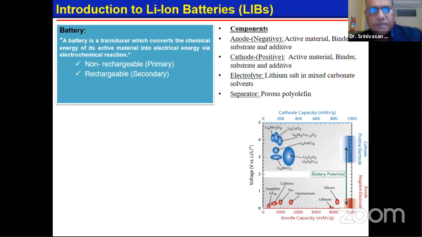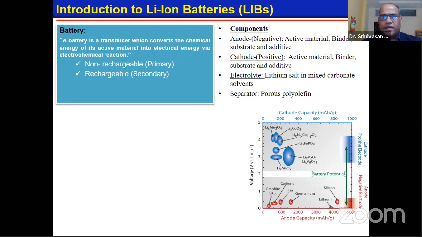What are batteries? A battery is a transducer which converts the chemical energy of its active material into electric energy via an electrochemical redox reaction. There are two types of batteries available. One is non-rechargeable, which is called primary. The other is the rechargeable battery, which is called the secondary battery.